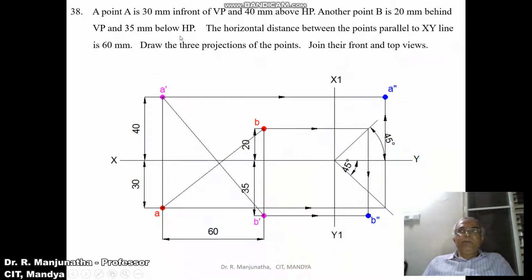And 35 mm below HP. Below HP will always come below XY line. So from here, you measure the distance of 35 mm and you mark that point as B dash. And draw the three projections of the points. So first, you join the top views of A and B, and join the front views A dash and B dash.